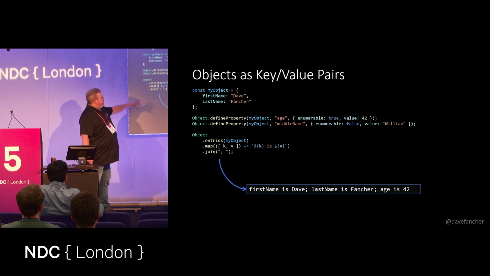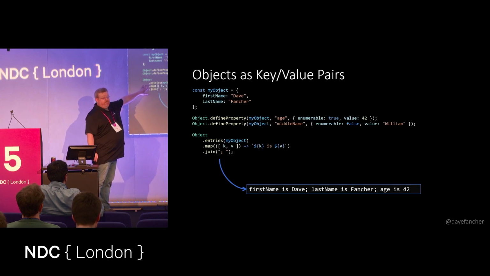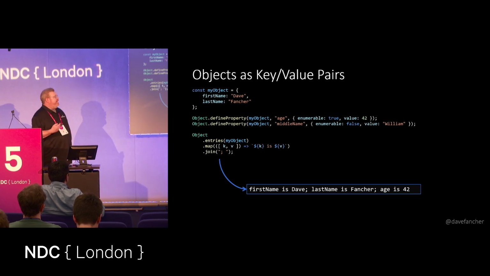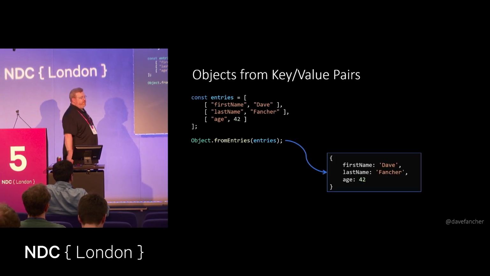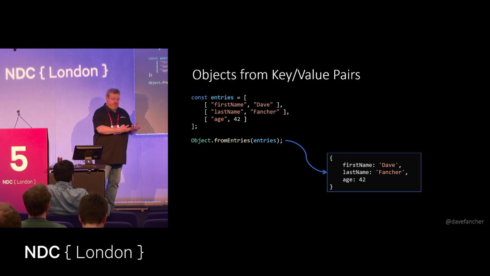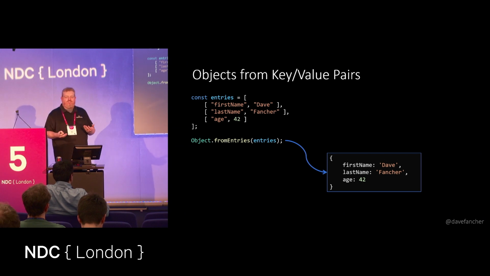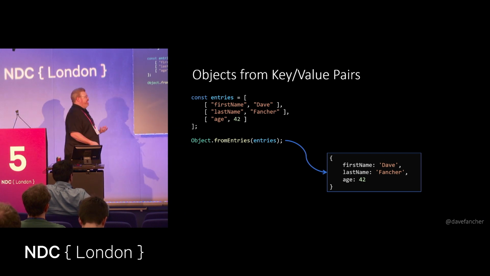And if you've done this, where you've got entries, maybe you've written that off somewhere, and you want to reconstruct your object. Well, you get object from entries on that, which does the opposite direction. It will recreate an object based on those key and value pairs, so you don't have to do it manually.